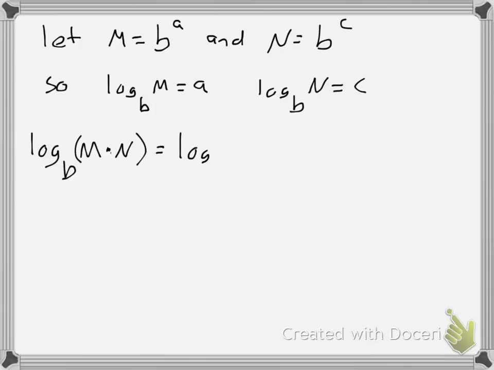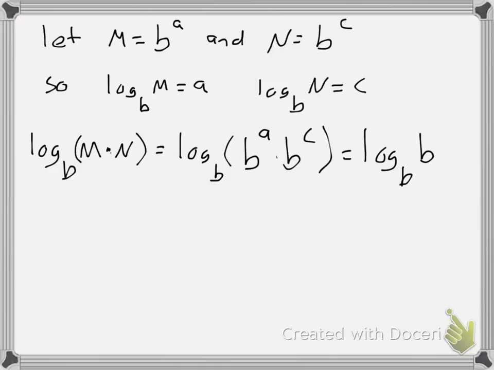Would you guys agree that I could change the m and the n to their exponent form? Like the exponent, they're equal to something, right? Could I change that to b to the a times b to the c? Was that okay? M equals that, n equals b to the c. That's good. Now we've got exponents. What do we do with the exponents when we have the same base and we're multiplying? We add them. So this becomes log base b of b to the a plus c.